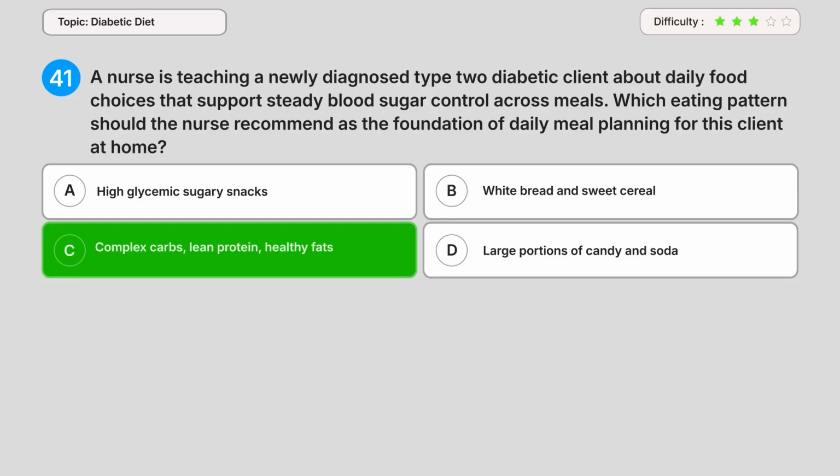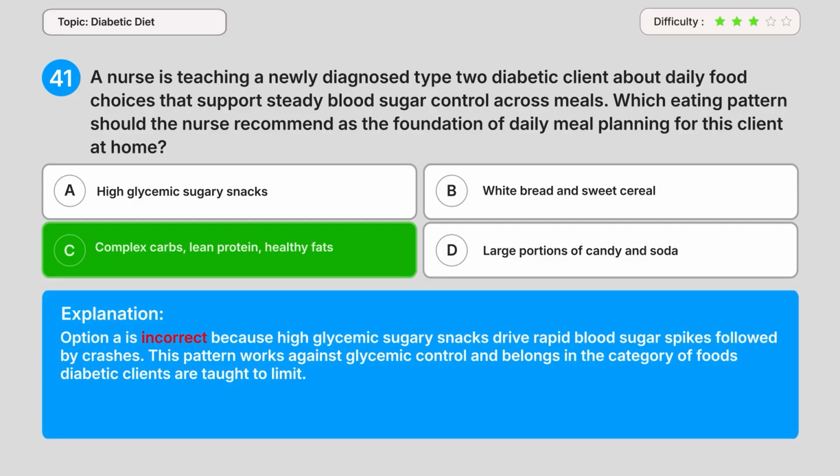Option A is incorrect because high glycemic sugary snacks drive rapid blood sugar spikes followed by crashes. This pattern works against glycemic control and belongs in the category of foods diabetic clients are taught to limit.